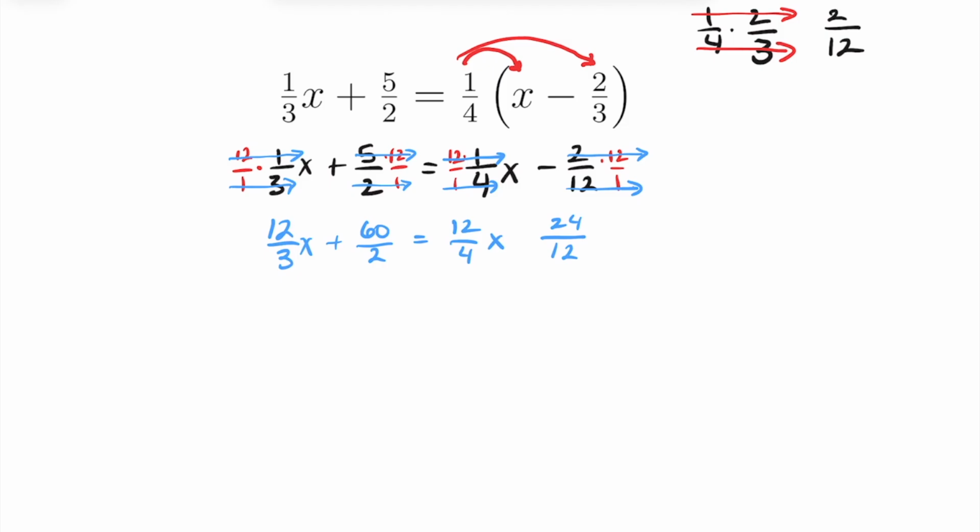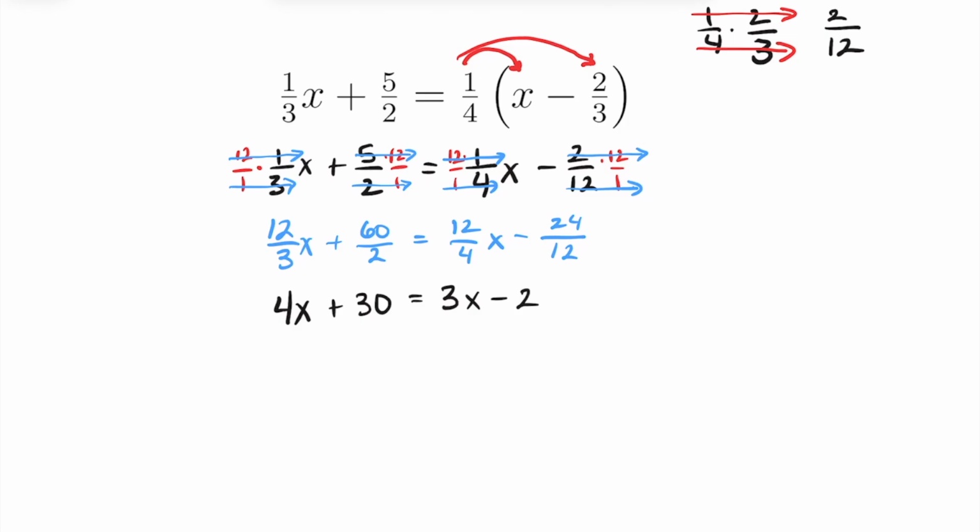Now, because I found the least common denominator and I am trying to clear the fractions, all of these are going to divide out evenly. They're all going to divide into some real nice numbers. 12 divided by 3 is 4, so this will be 4x. 60 divided by 2 is 30. 12 divided by 4 is 3, and then I still have my x there. And then 24 over 12, or 24 divided by 12 is just 2. Now there's no more fractions. By multiplying by the LCD, we were able to get rid of all of the fractions.